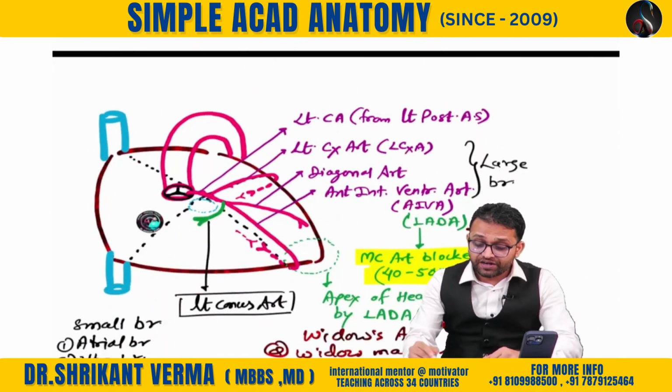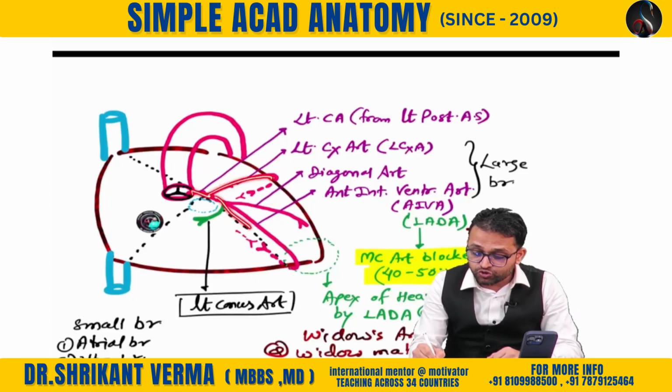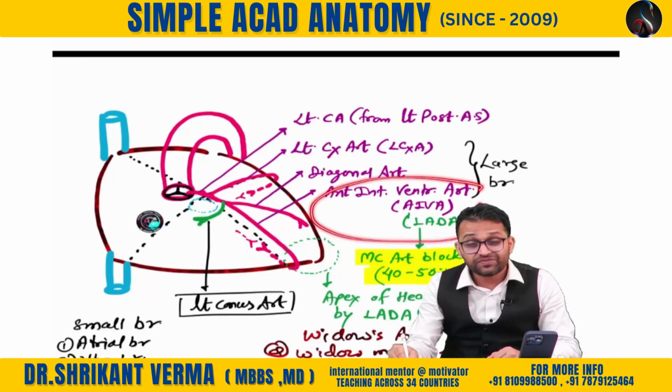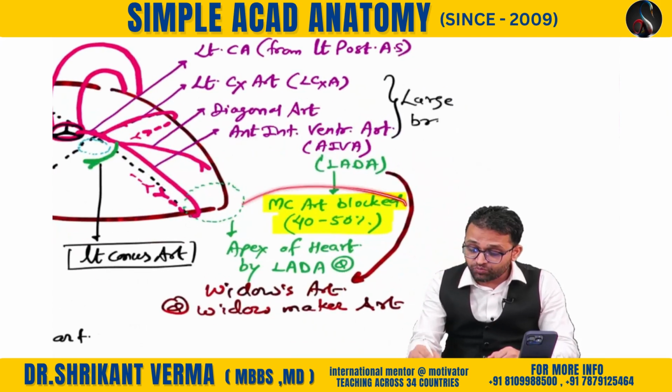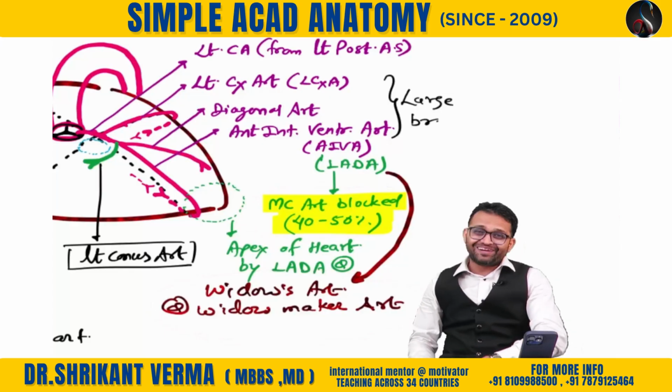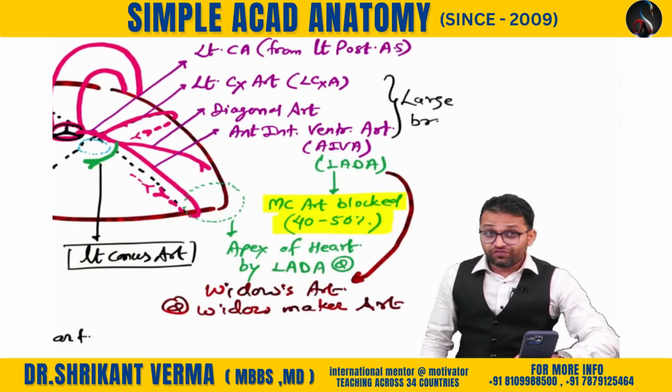The left coronary artery immediately divides into 2. That is our circumflex artery, and this is our anterior interventricular artery. This anterior interventricular artery is also known as the LAD. The most common artery which gets blocked is known as the widow's artery or widow maker artery. So it is known as the widow's artery or widow maker artery.